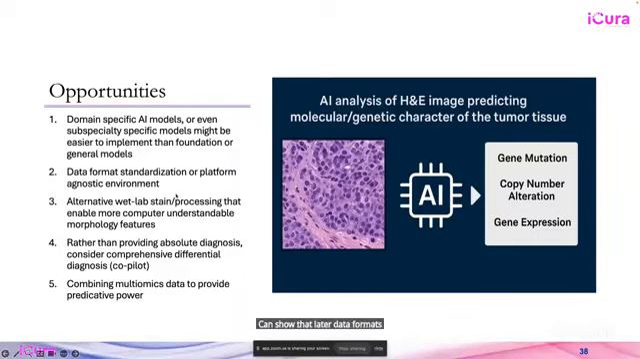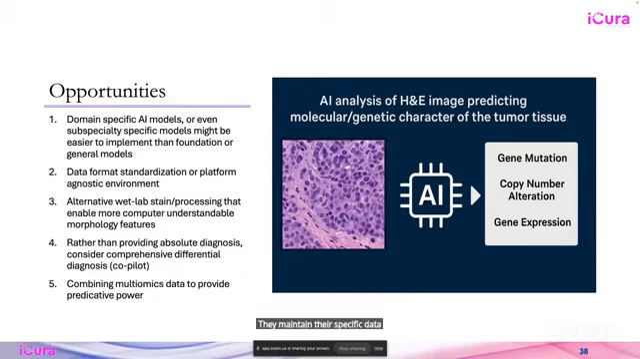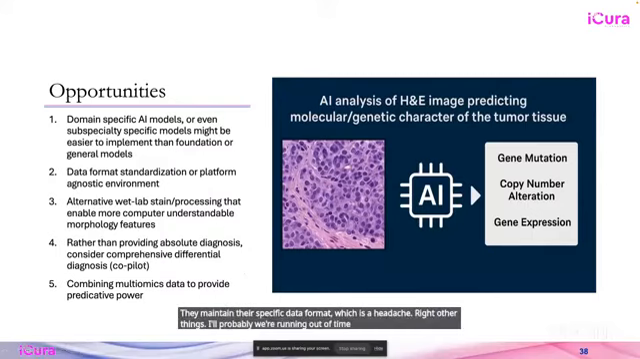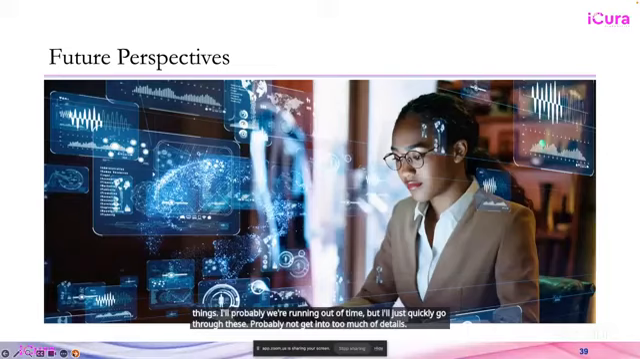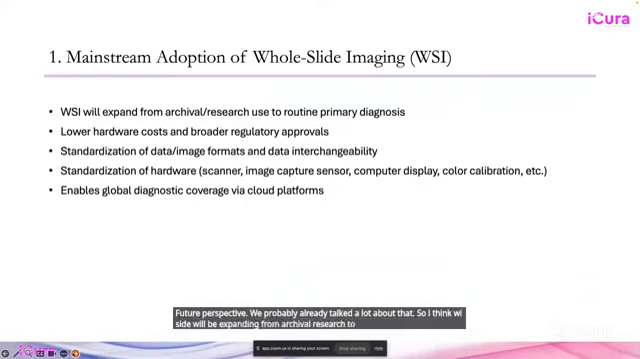Data format standardization. Most digital scanners now can somewhat be compatible with other image management systems, but most of them, for various reasons, maintain their specific data format, which is a headache. Other stains, we're running out of time, but I'll quickly go through these without too much detail. Future perspective, we probably already talked a lot about that. I think WSI will be expanding from archival research to routine primary diagnosis. That's probably an unavoidable trend.